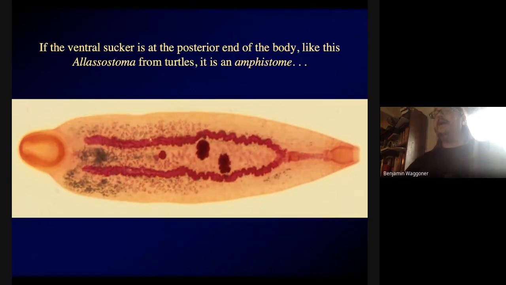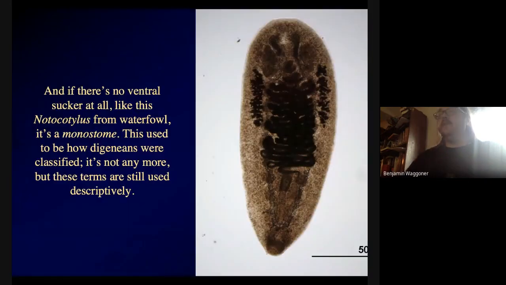If the ventral sucker is at the posterior end of the body, it's an amphistome. Here the mouth is at the far right. That Y-shaped gut is a lot easier to see. You can see that short gut forks and forms these two branches, and here they've stained pretty dark red. And then at the very posterior end, you've got that second sucker. That's said to be amphistome. And then there's a few that have lost the ventral sucker completely. Notocotylis comes from ducks. This is a monostome. So you might encounter these terms as we look at diversity of flukes.